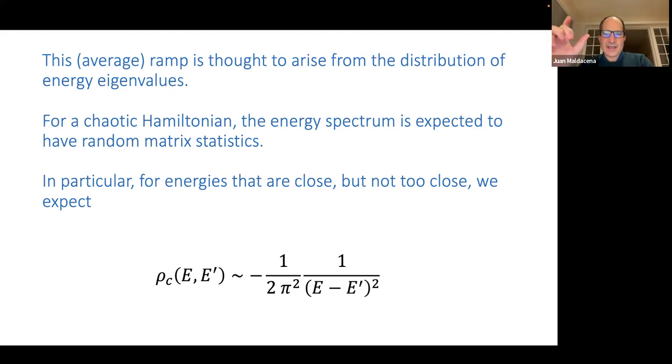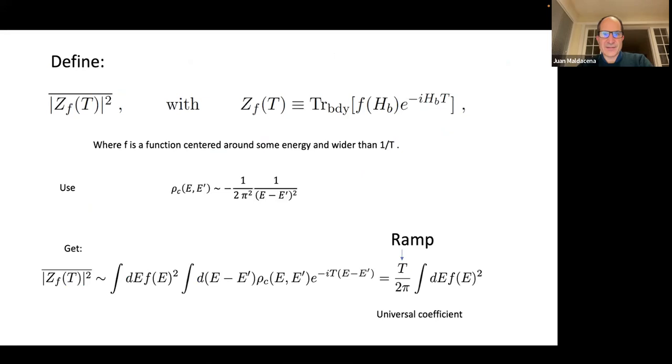In particular, for energies that are close but not too close. So not too close means energies further than the typical spacing between two nearby energies, but less than the whole width of the distribution. Then we expect that the correlation function between two energies, or the density-density correlation function of energy eigenvalues, should have this very universal form with a universal coefficient. I will explain a little more where this comes from in the next few slides. But for the moment, let's assume that's the case, and let's just see where the ramp comes from.